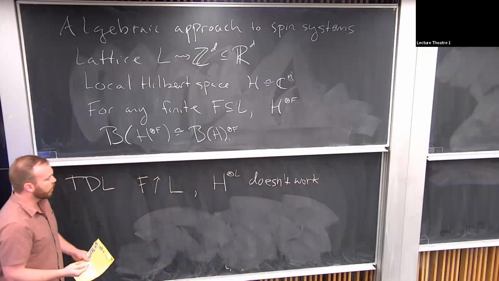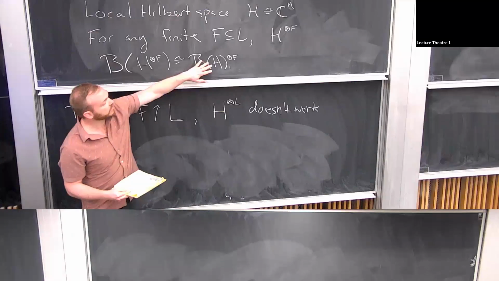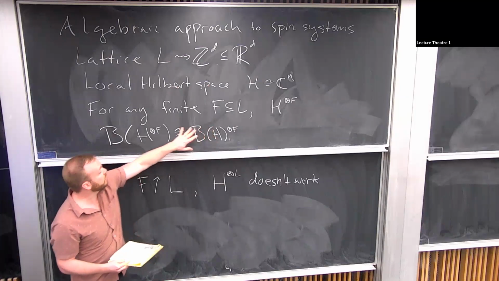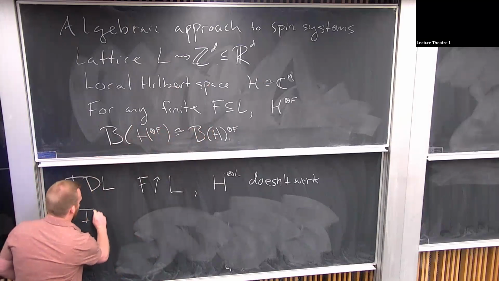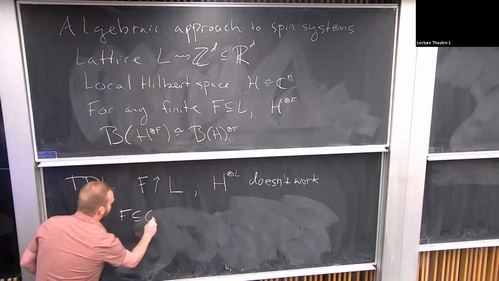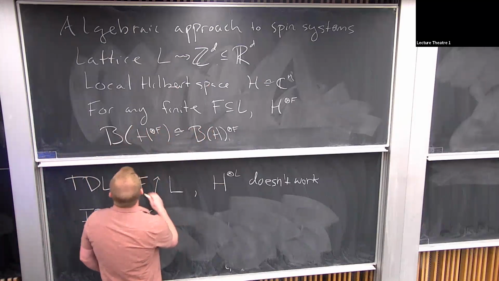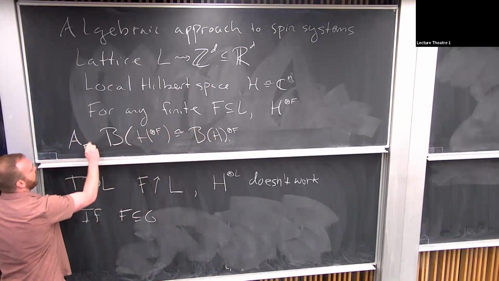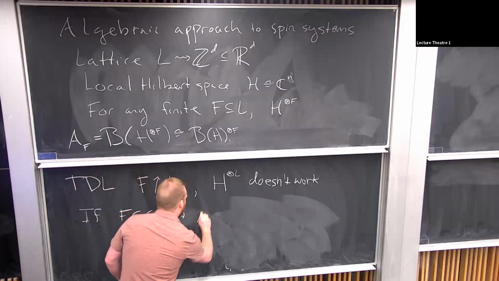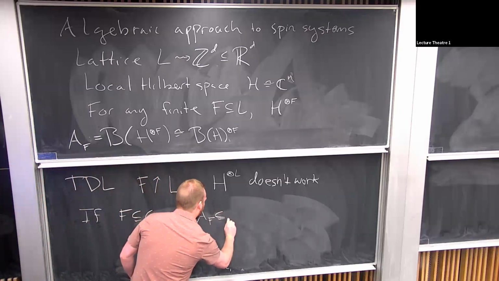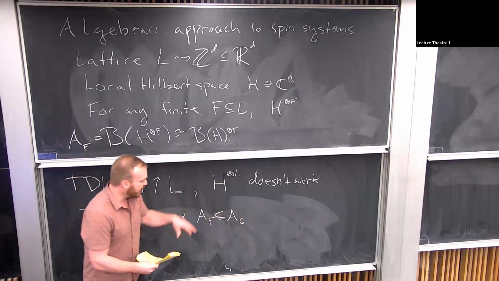So what do you do? Well, you can actually make sense of the infinite tensor product of these algebras of operators. If F is sitting inside G, so I have two little patches and one is included in the other, let me call this algebra A_F, the algebra assigned to this patch. We actually do have an inclusion of associative algebras from A_F into A_G. And what do you do? You just tensor with ones everywhere.